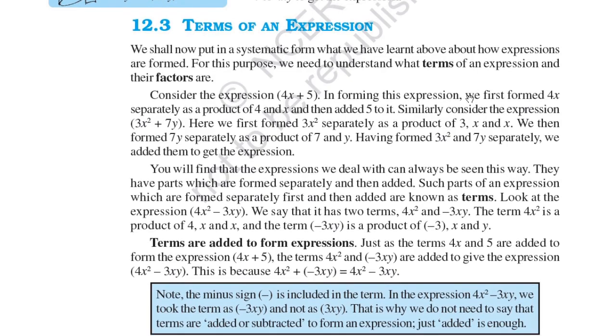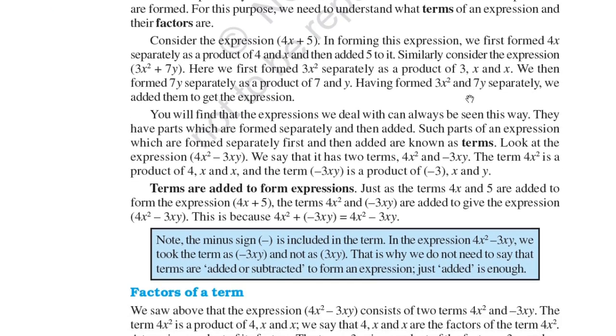So we shall now put in a systematic form what we have learnt above about how expressions are formed. For this purpose we need to understand what terms of an expression and their factors are. Consider the expression 4x plus 5. In forming this expression, we first formed 4x separately as a product of 4 and x, then added 5 to it. Similarly, consider the expression 3x square plus 7y. Here we first formed 3x square separately as a product of 3 and x square. We then formed 7y separately as a product of 7 and y. Having formed 3x square and 7y separately, we added them to get this expression.